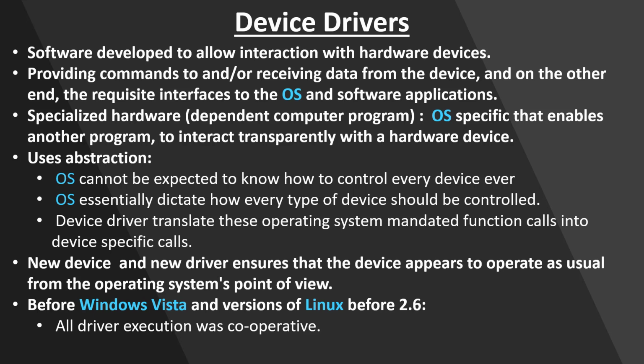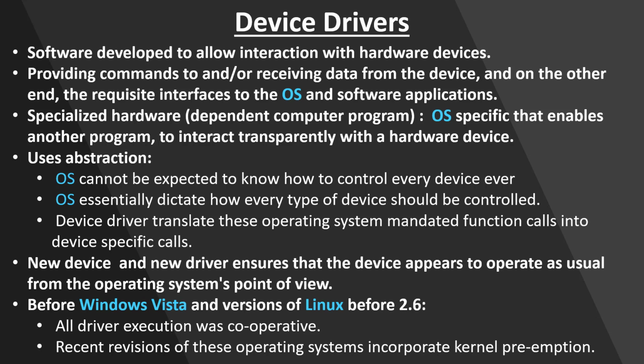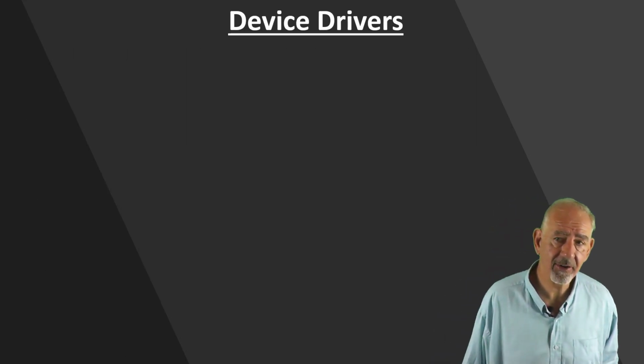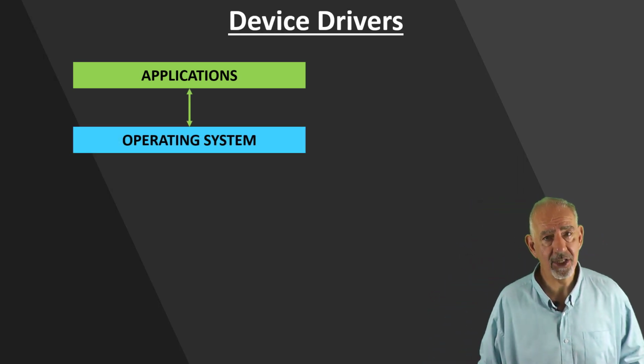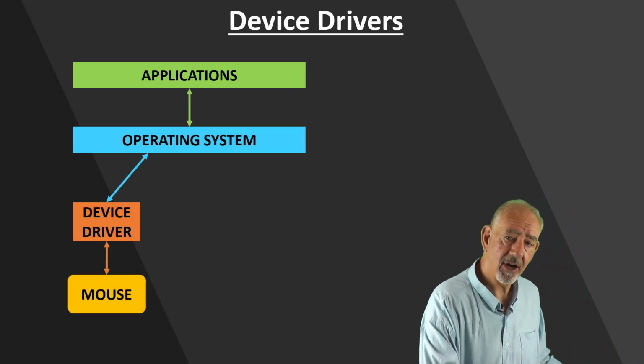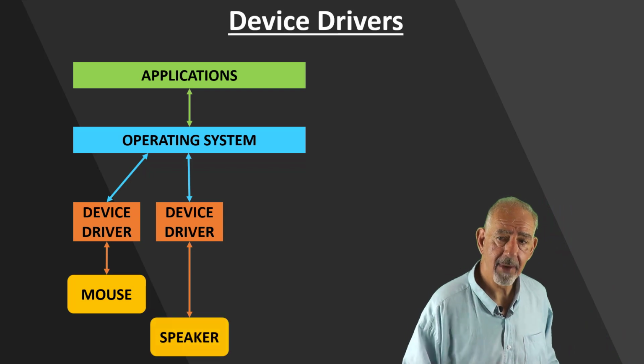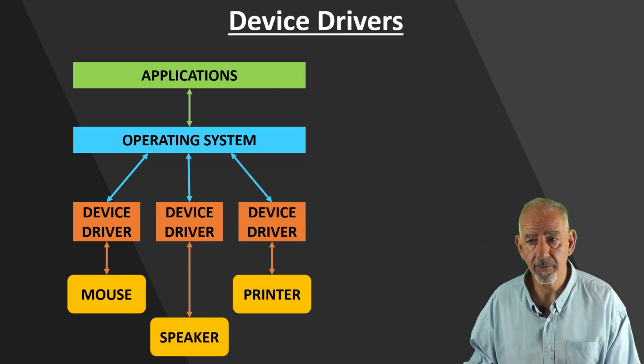Wonderful. Not like the old days where we had to go and find the disks and load the disk on, tell the operating system it was there. Things are made so much easier. So as we can see from the diagram, we have the application that talks to the operating system. The operating system then talks to a particular device driver. It could be for a mouse, it could be for a speaker, it could be for a printer.